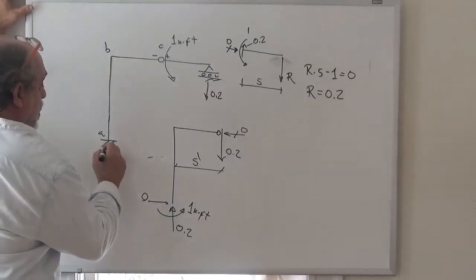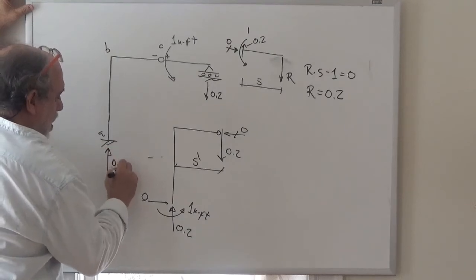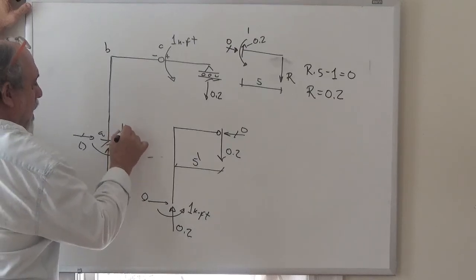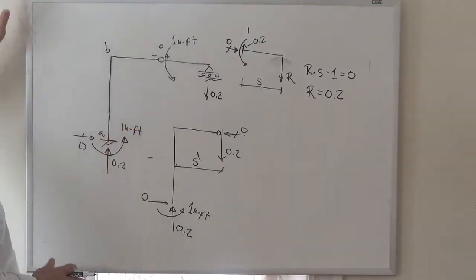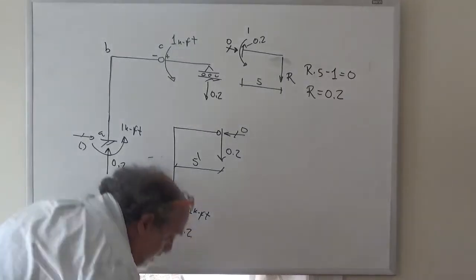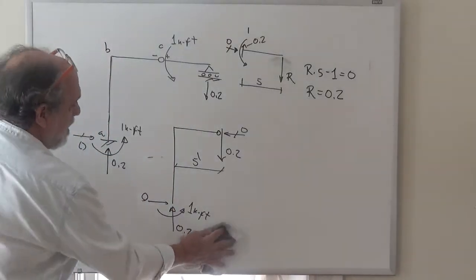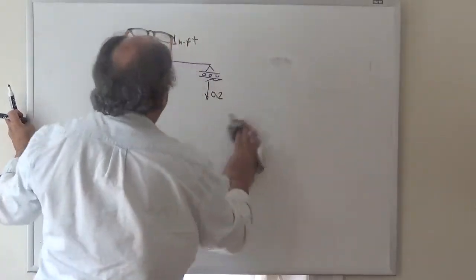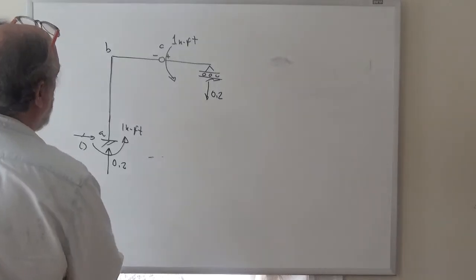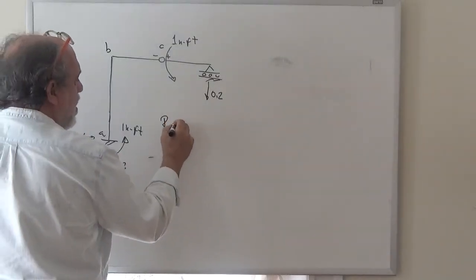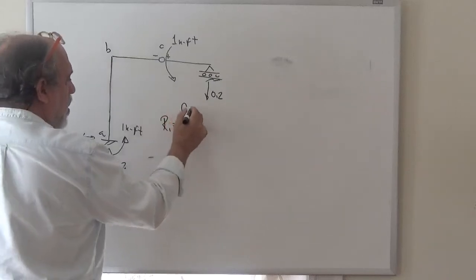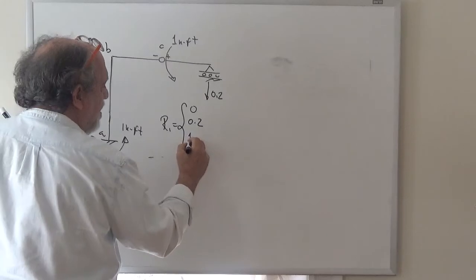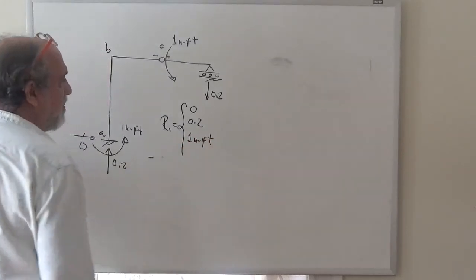So I'll transplant them to here. There is a 0.2 vertical, there is a 0 horizontal, and there is a 1 kip foot moment acting at that point. And we can erase, right? We can erase. And we have our reactions. So what did we say? So let's list them. So our reactions are 1R, starting here, nothing horizontal, 0.2 vertical. I'm going to call that positive, so 1 kip foot positive counterclockwise.